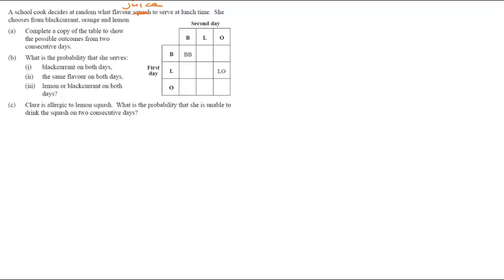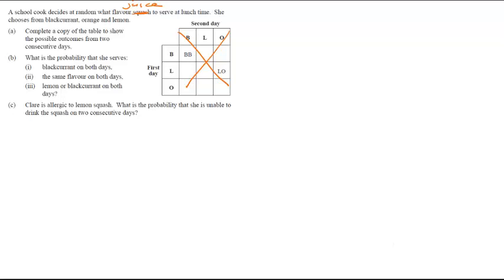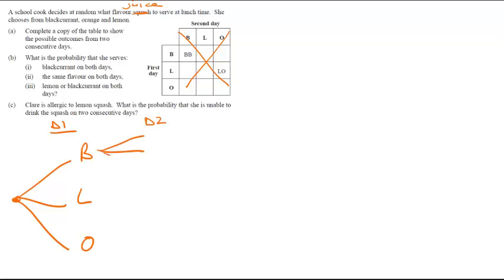Complete the table. Because we're doing tree diagrams, we are not going to do a table. We are instead going to do a tree diagram. So complete the tree diagram. Option number 1. So we've got 2 days, right? Event starts, and on day 1, our options are 1, 2, or 3. Blackcurrant, lemon, or orange. Then on day 2, our options are 1, 2, 3, 1, 2, 3, 1, 2, 3. Blackcurrant, lemon, orange, blackcurrant, lemon, orange, blackcurrant, lemon, orange.